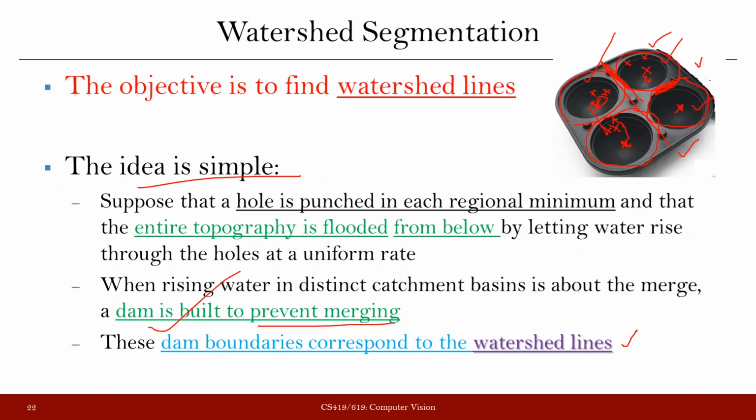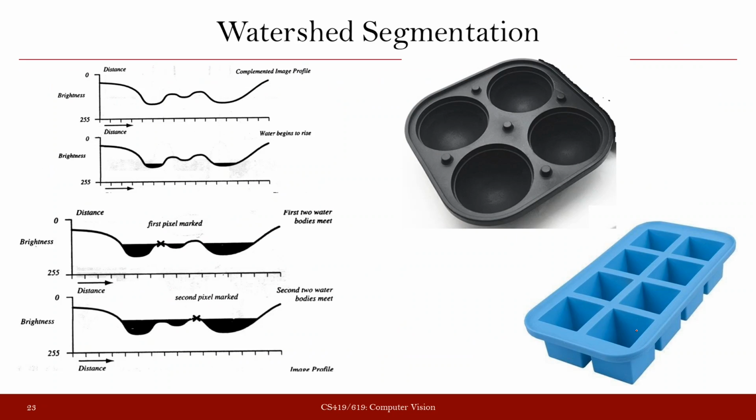So our objective is to compute these watershed lines, or in other words, the points where we are going to create this dam. Okay. So in terms of images, you can visualize this. I've just shown you the physical interpretation of this technique based on these physical objects. But in terms of images, you can visualize it as follows.